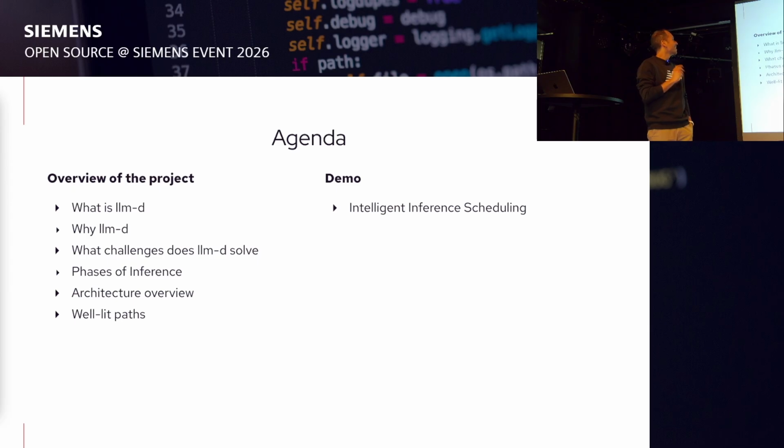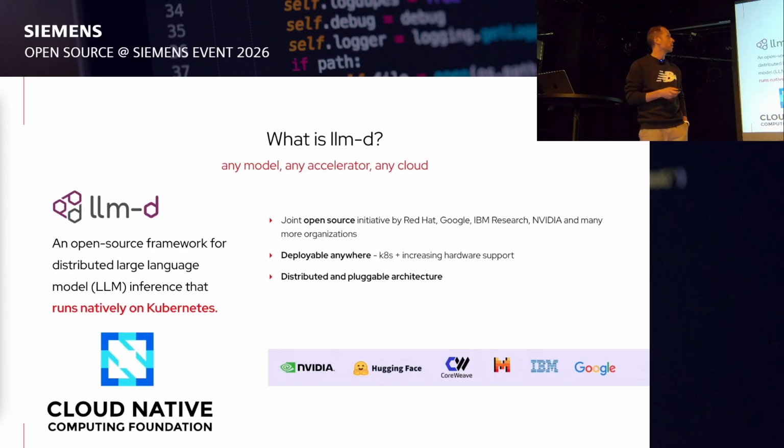Okay. Here's the agenda. We're going to go through what is llm-d, why we need llm-d, and of course the challenges that llm-d solves. And then we're going to go through inference: what is inference, the different phases of inference, an architecture overview, and then the well-lit paths of llm-d, which are ways of deploying llm-d. At the end, we're going to go through a live demo where we deploy llm-d using the intelligent inference scheduling well-lit path. And I hope I'm going to show you something interesting.